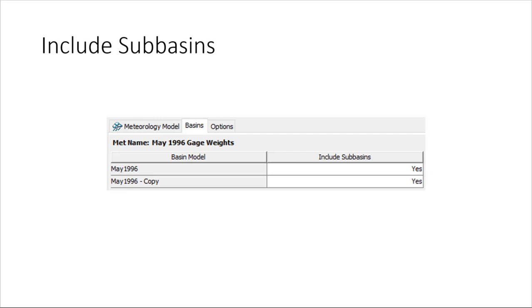Here, you can decide which basin models are usable with the Met model by selecting Yes for Include Subbasins. When the subbasins are included, they appear beneath the Met model in the Watershed Explorer. If you want to use multiple basin models with the Met model, this can get cluttered sometimes, especially if your basin models have a lot of elements. For organization purposes, it can make more sense to make a copy of the Met model and set up Met models so that they are one-to-one with basin models.